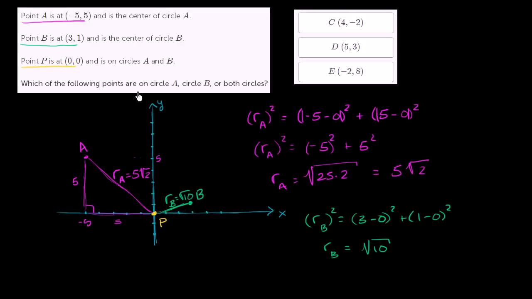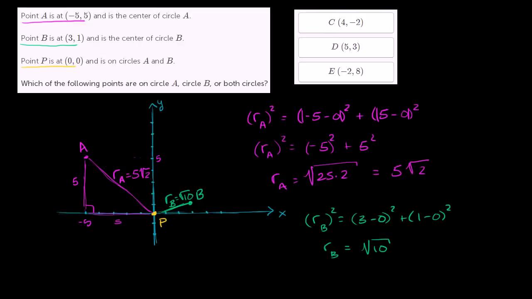Now they ask us which of the following points are on circle A, circle B, or both circles. So all we have to do now is look at these points. If this point is a square root of 10 away from point B, then it's on the circle. It's a radius away. A circle is a locus of all points that are a radius away from the center. If it's 5 square roots of 2 from this point, then it's on circle A. If it's neither, then it's neither, or it could be both. So let's try these out one by one.